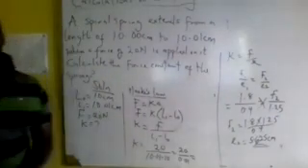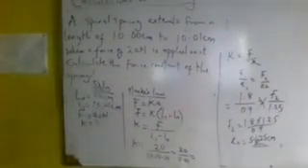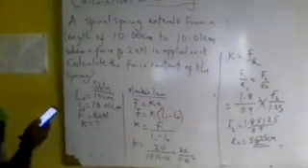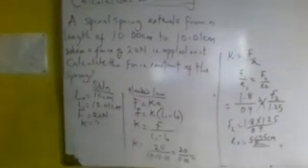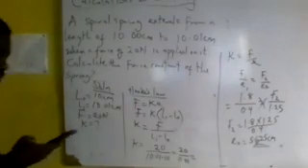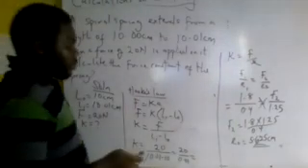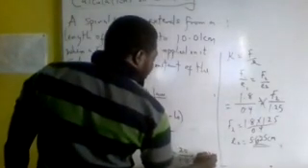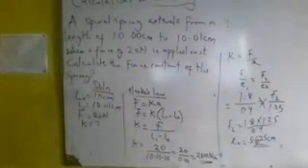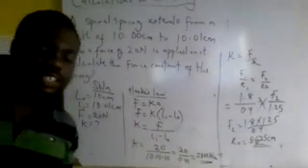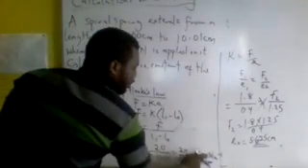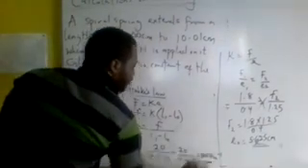And what will be my value? That should give us 20 divided by 0.01, 2,000 newtons per centimeter. Please try and get 2,000 newtons per centimeter.